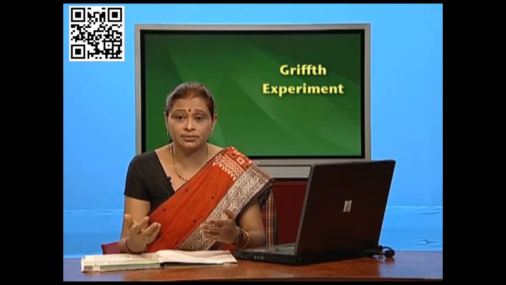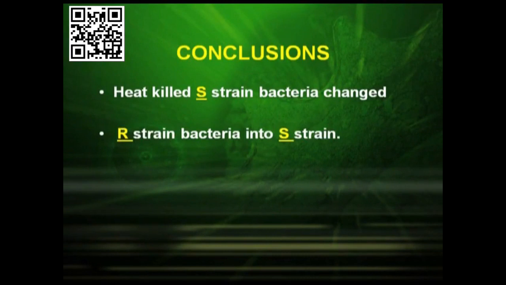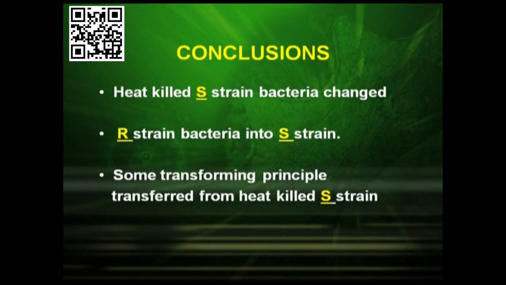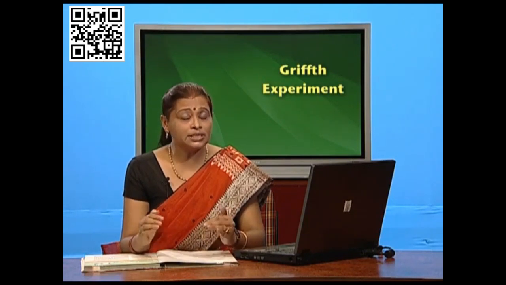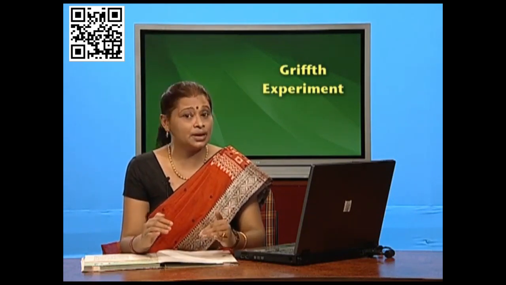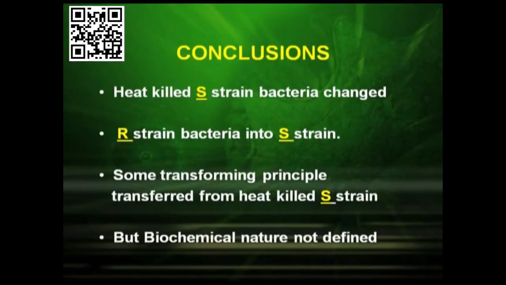How did it happen? He concluded that the heat-killed S strain bacteria changed R strain bacteria into S strain, and that some transforming principle had been transferred from the heat-killed S strain. That means the S strain was capable of transforming the R strain into S strain, and that is how the mice died. But the biochemical nature was not defined by Griffith.